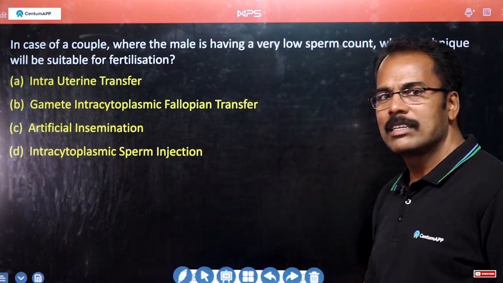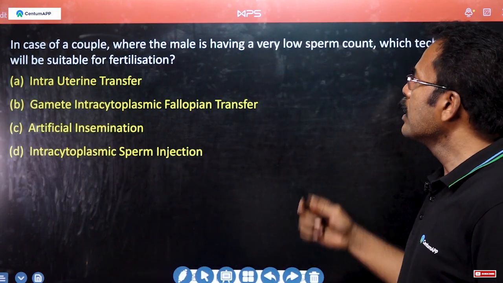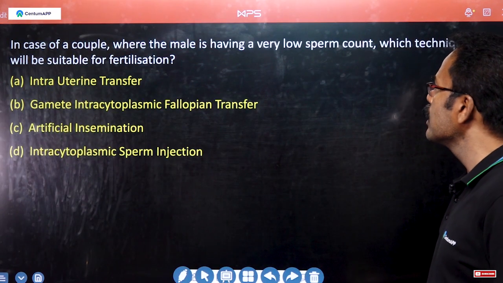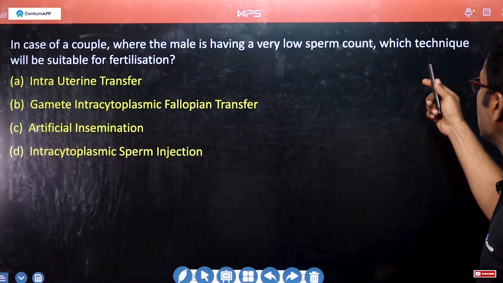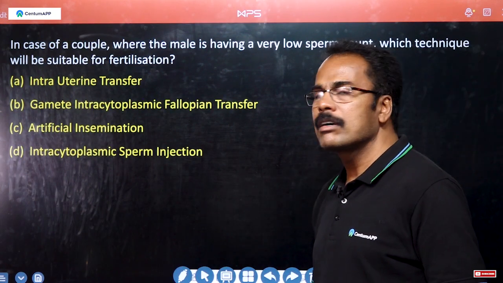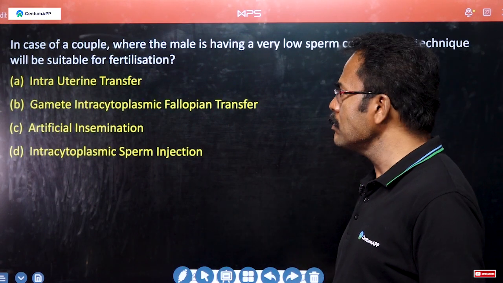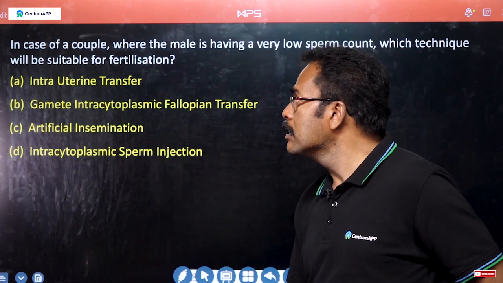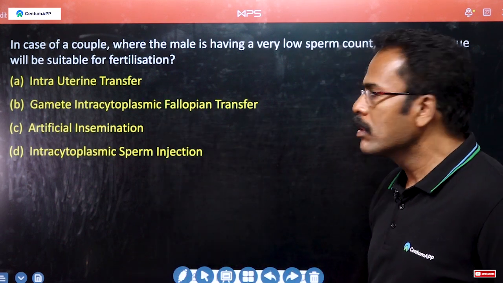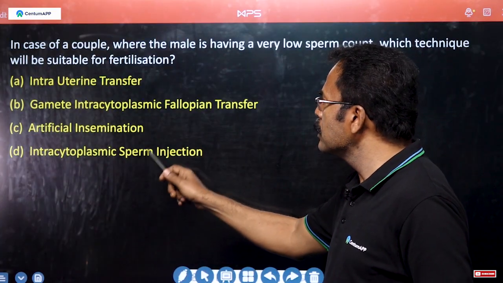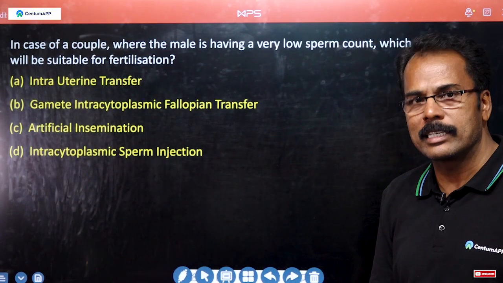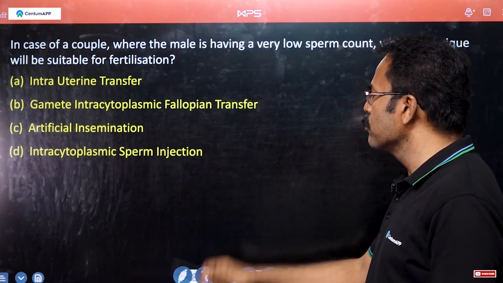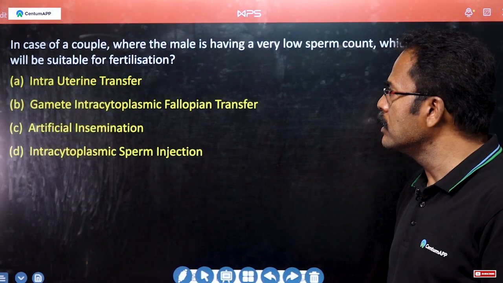The first question for this session is: in case of a couple where the male is having a very low sperm count, which technique will be suitable for fertilization? The options are like this. Option A, intrauterine transfer. Option B, gamete intracytoplasmic fallopian transfer. Option C, artificial insemination. And option D, intracytoplasmic sperm injection.